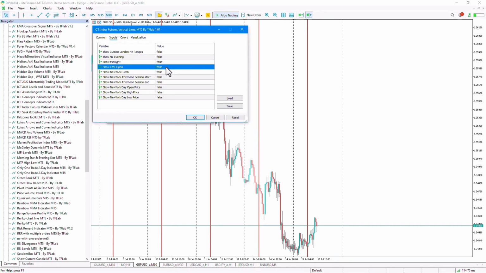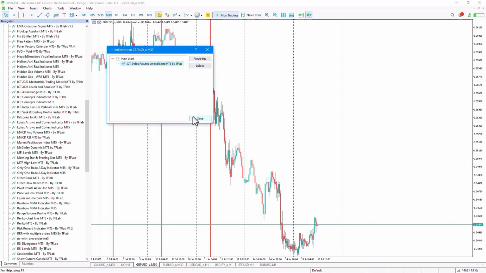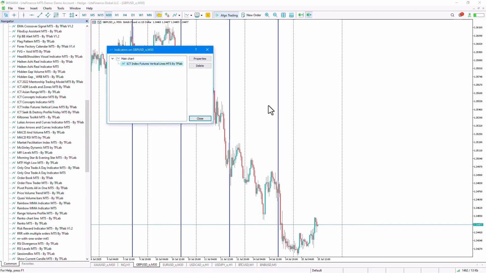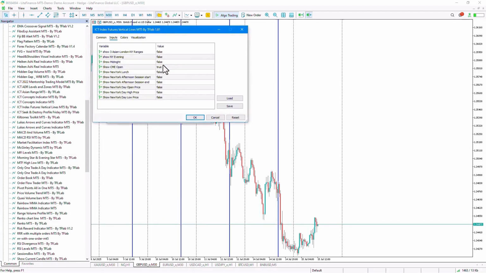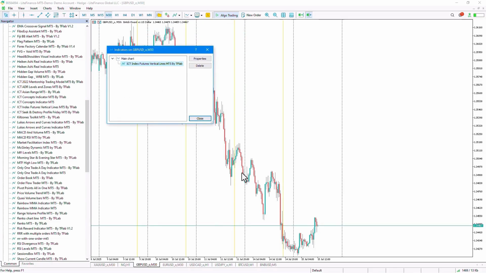The next input is related to the opening time of the CME, and by enabling this option, it displays the start of the CME with blue vertical lines. The next input concerns displaying the New York lunchtime. By enabling this section, it shows the start of the New York lunch period with vertical lines.